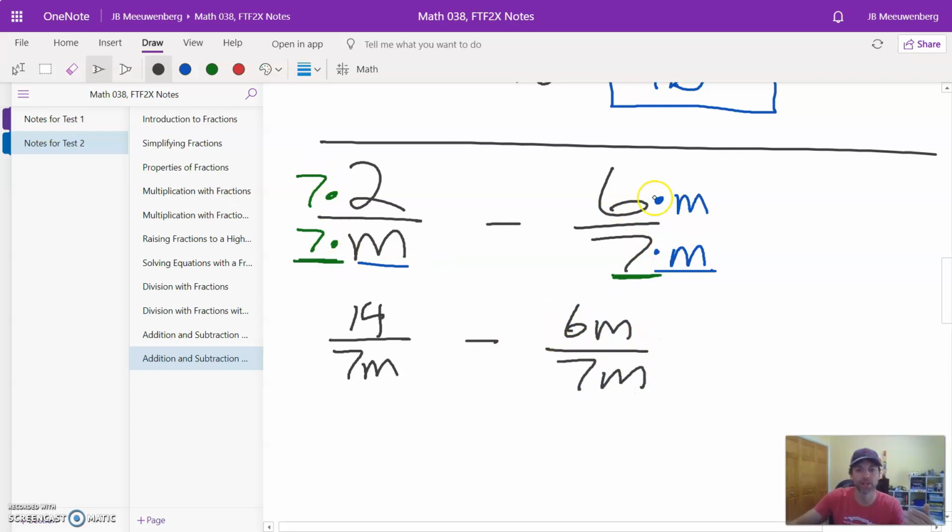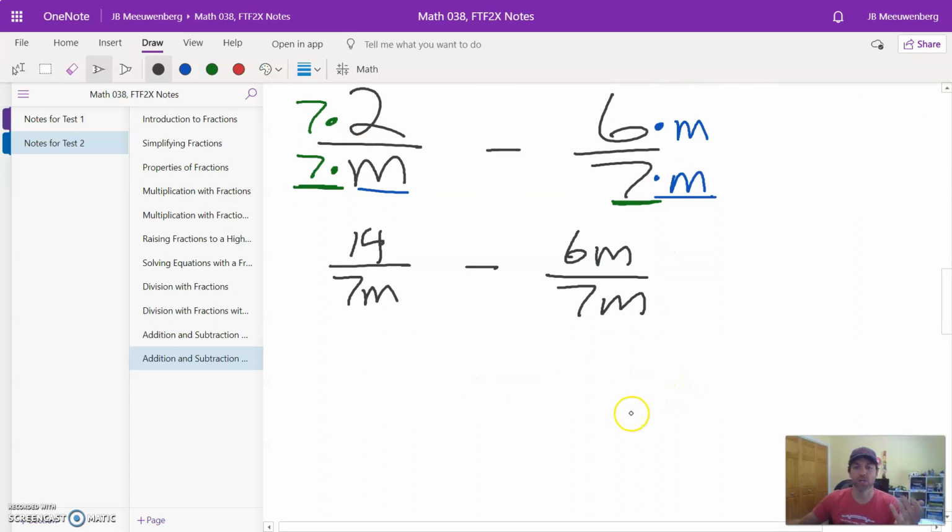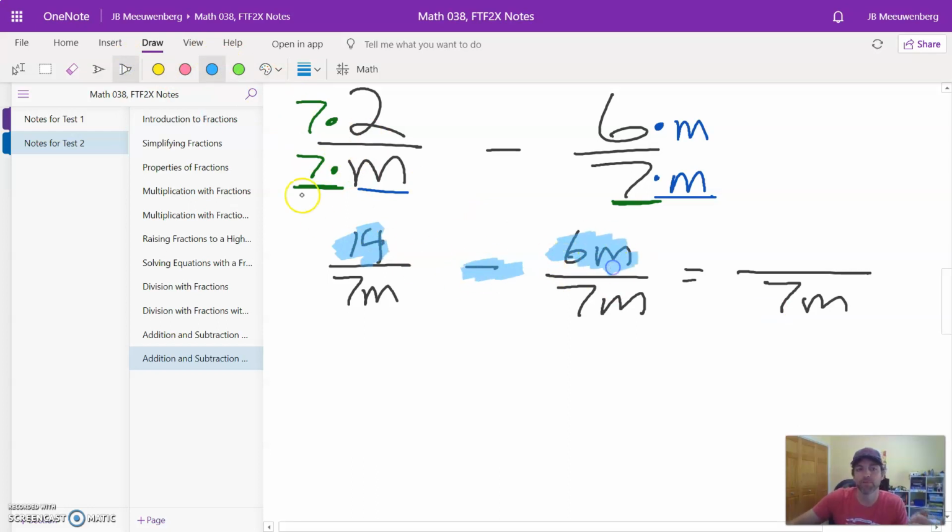I went through each part of the fraction and just simplified it. I cleaned it up. Now we can do our actual subtraction. We're going to combine them into one fraction. That's our goal here. They both have the same denominator, 7m. But look at the numerators. We have 14 minus 6m. 14 and 6m are not like terms. 14 is a constant, it's just a number, and we're subtracting 6m, which has a variable. So we can't actually combine them at all. That's as far as we can go.